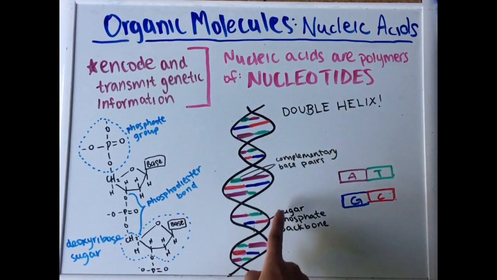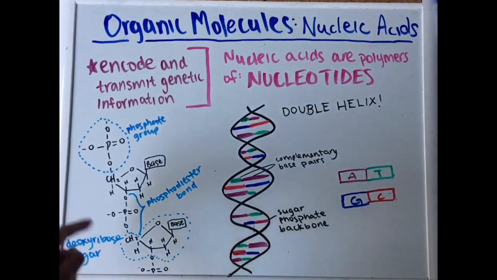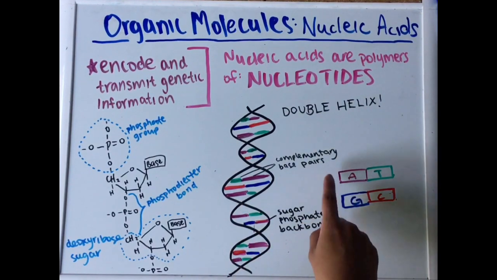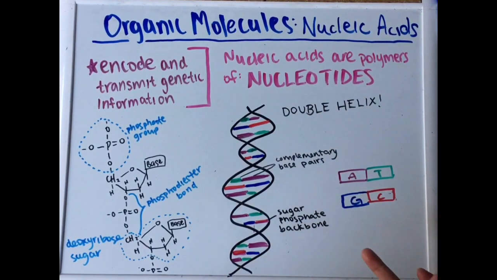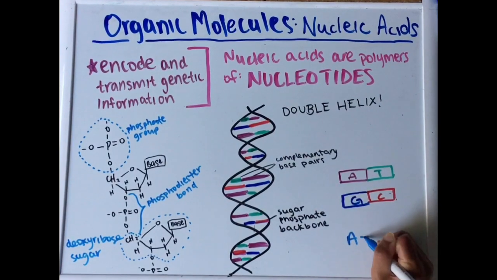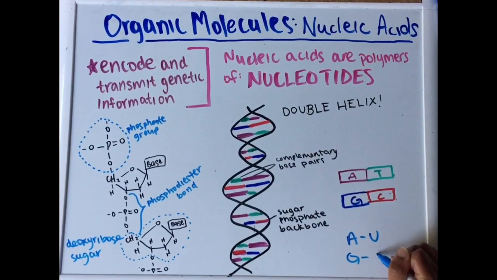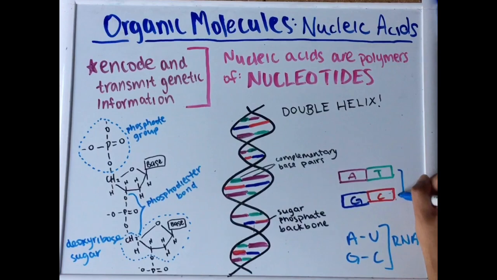And the black part is the sugar phosphate backbone, which makes perfect sense because it's a phosphate and the sugar, and it just continues with the phosphodiester bond. And this is just in DNA because the AT and GC are the complementary base pairs. But if it were in RNA, then it would be GC pairing together, and instead of AT, it would be A to U and G to C. All of this would be in RNA. This is DNA.